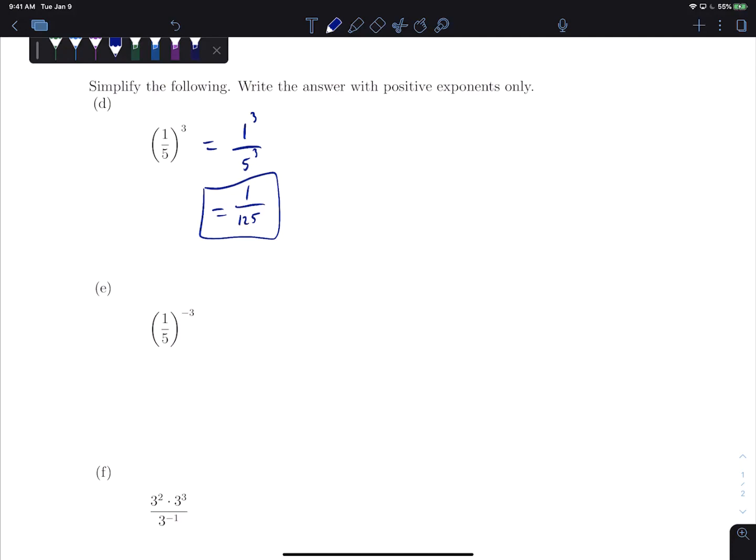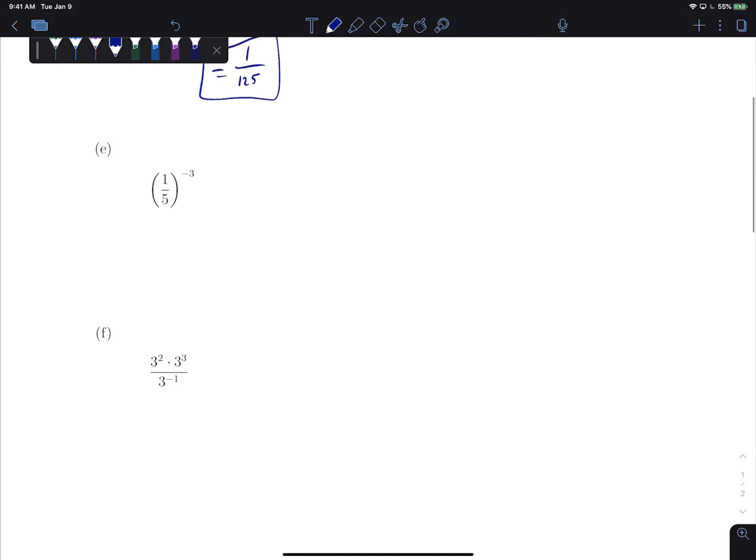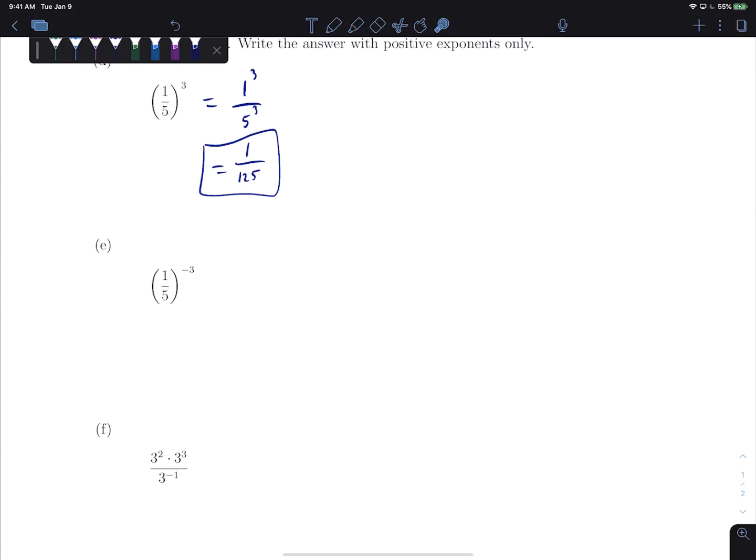All right, letter E. So letter E is 1/5 all to the negative 3 power. So we can do this one of two different ways. I'm going to go ahead and do it the same way that we saw up here, and then I'm going to show you a different way in just a second. So the first thing I'm going to do is distribute that negative 3 as an exponent to both the 1 and the 5. So that makes that 1 to the negative 3 over 5 to the negative 3.